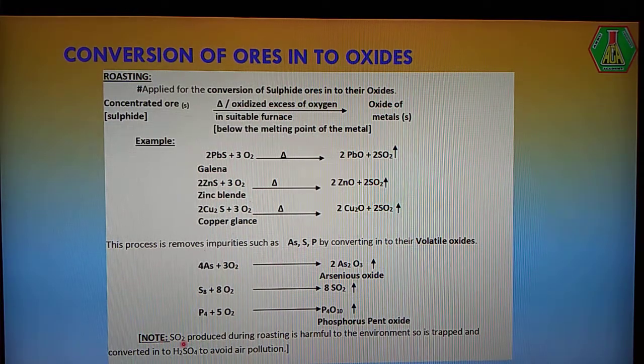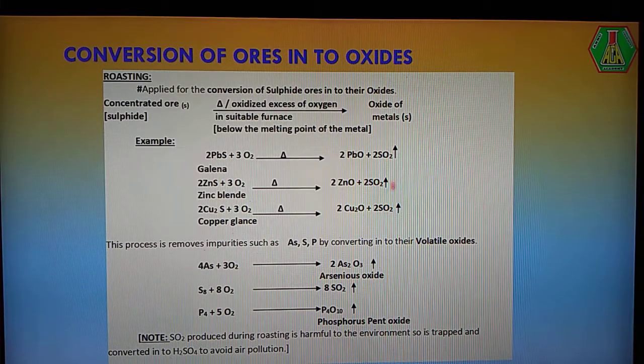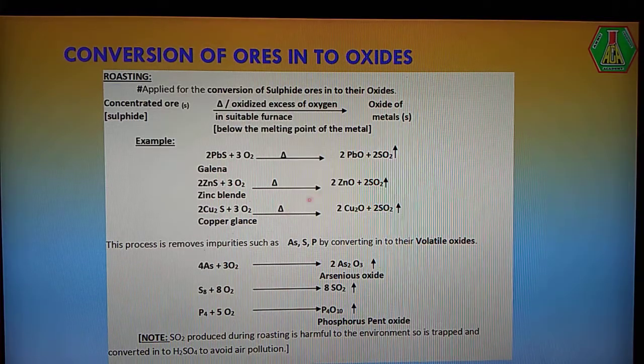During the roasting process, the sulfur dioxide produced is very harmful to the environment. So the evolving sulfur dioxide is trapped and converted into sulfuric acid to avoid air pollution. So this note is very, very important, just read it well.